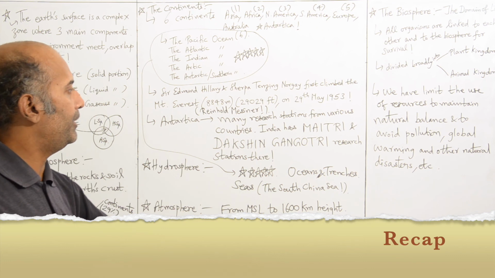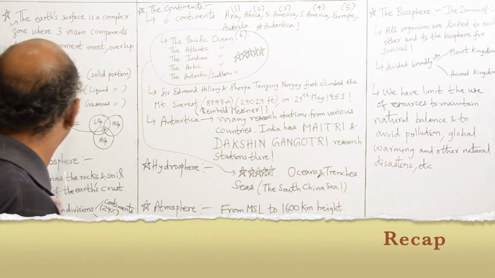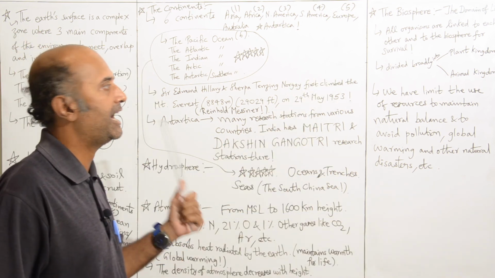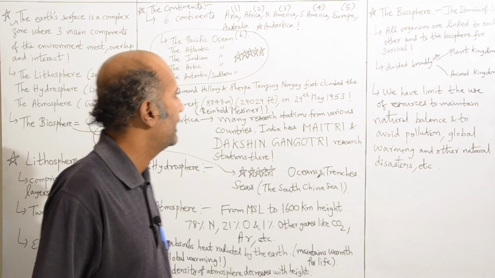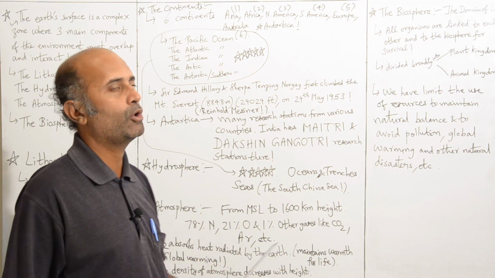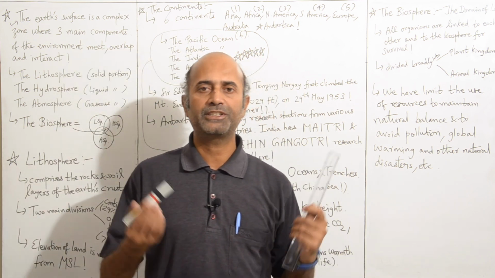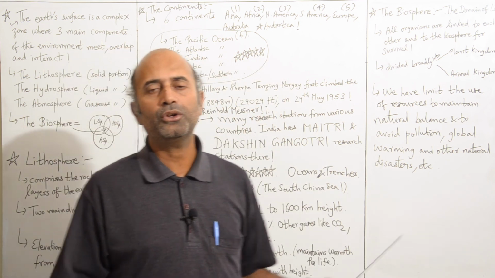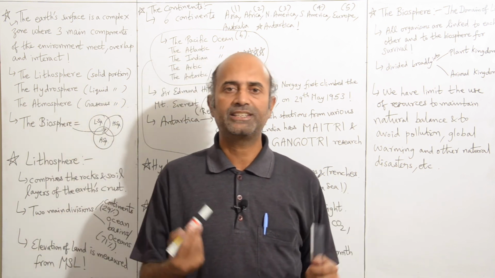These are the major topics which we have discussed in this chapter: the biosphere, the lithosphere, the hydrosphere, the atmosphere, and we also discussed about the continents, the oceans, and we also discussed about the various gases present in the atmosphere. So if you want, you can add your own extra points to the existing knowledge.